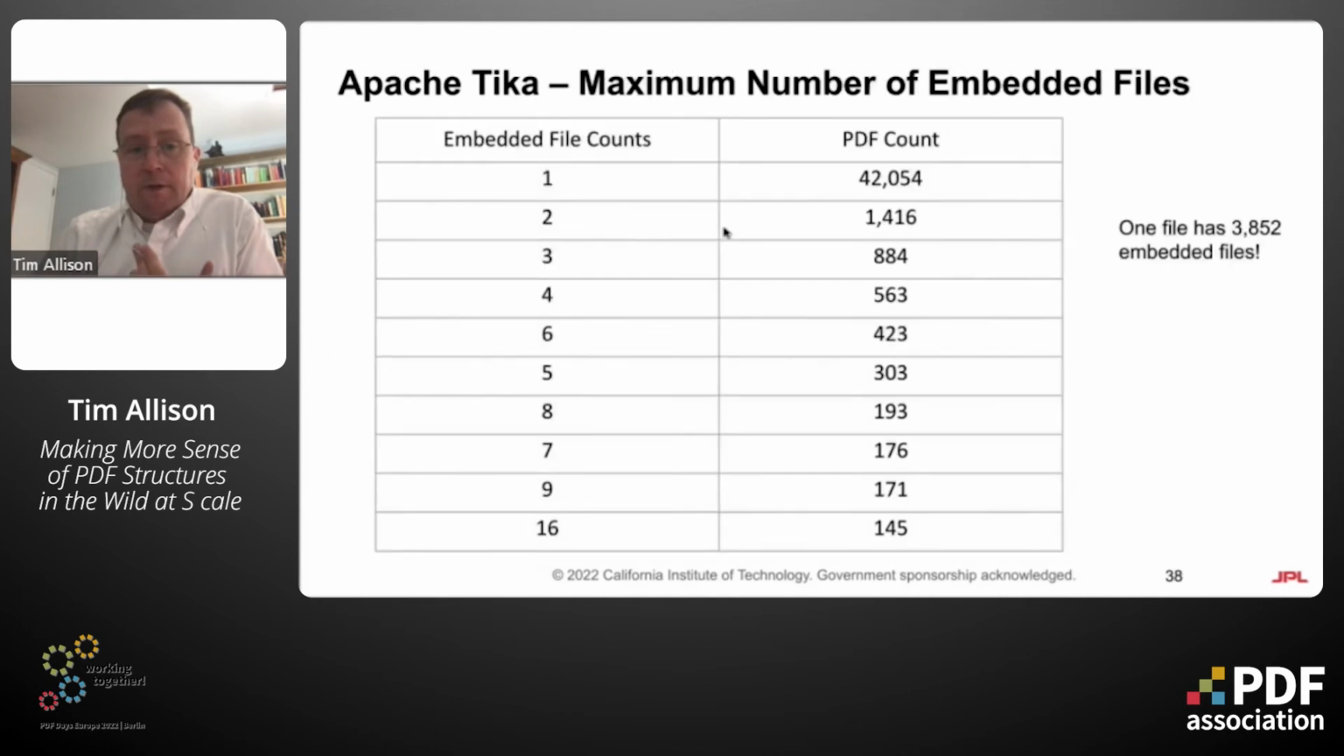Okay, so the maximum number of embedded files: 42,000 PDFs had one embedded file, and so on. 145 had 16 embedded files. We had one file with nearly 4,000 embedded files. At this point, it may as well just be a zip.